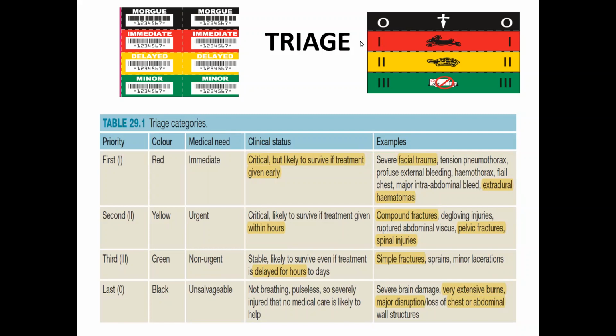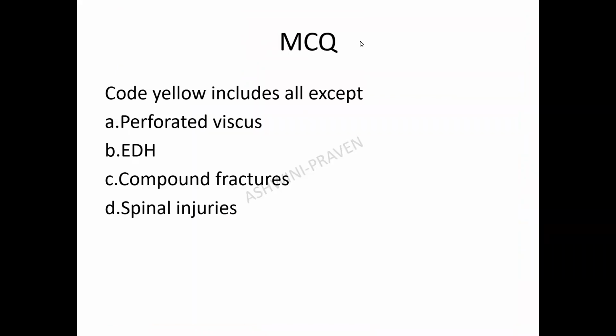In the yellow category, all the fractures, all the ruptured viscera, all viscus perforation, spinal injuries, all come under yellow. Green, there is nothing to remember. Non-urgent, you can even delay the treatment by hours to days. So only red you have to remember. Green, you can mention it. Yellow, those which do not come under red, green, or black. You can remember it that way. So code yellow includes all except EDI.